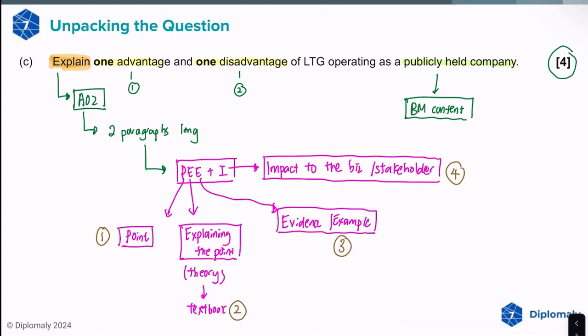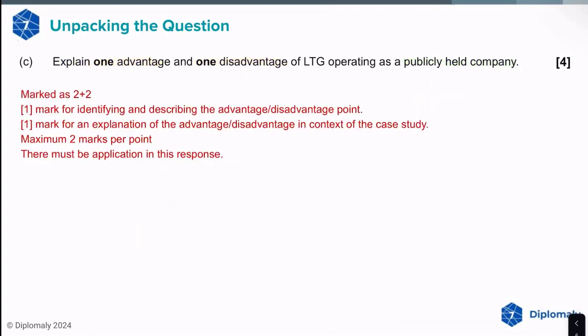So how is this question marked? It's marked as 2 plus 2, a very standard 4-mark response. That means you get 2 marks for each of the advantage and disadvantage points. To break down the 2 marks for each paragraph, you get 1 mark for identifying and describing the advantage or disadvantage point. Your second mark comes from your ability to link and explain that advantage or disadvantage point to the context of the case.